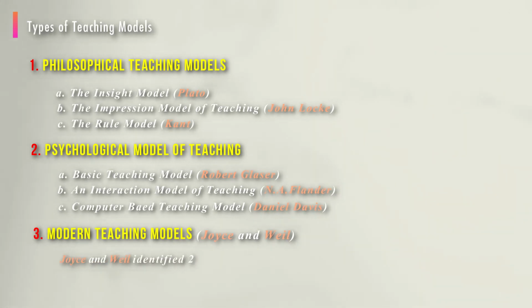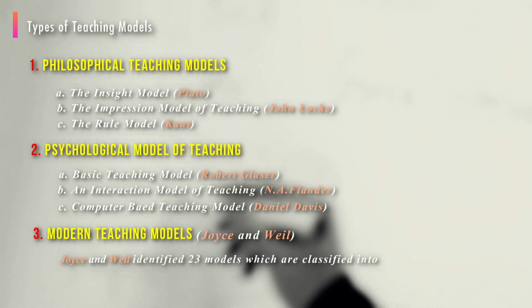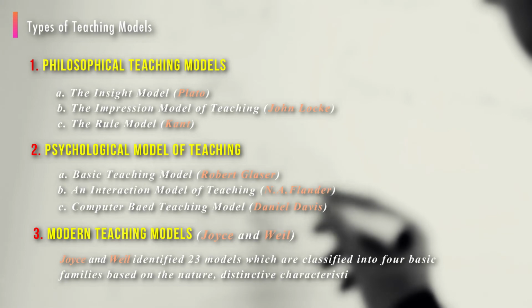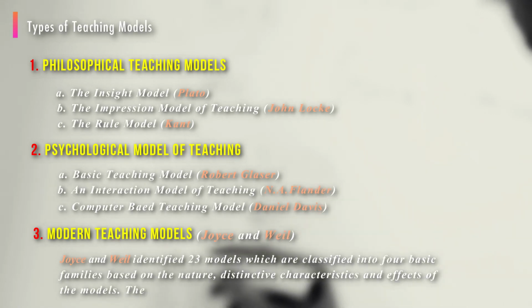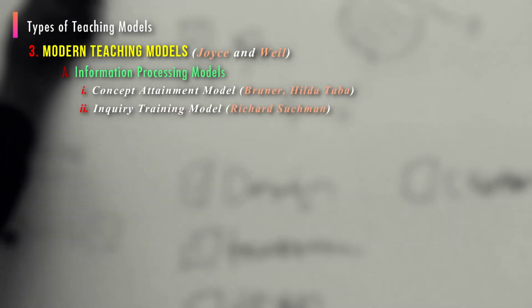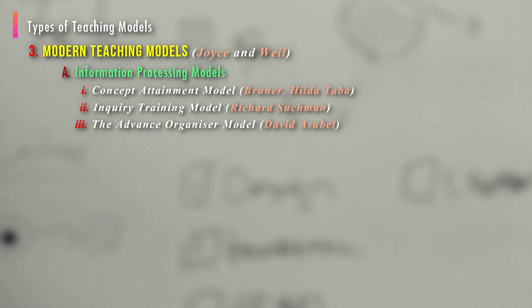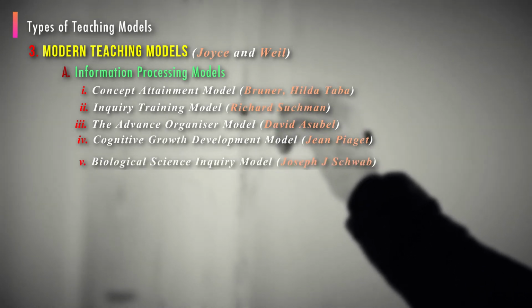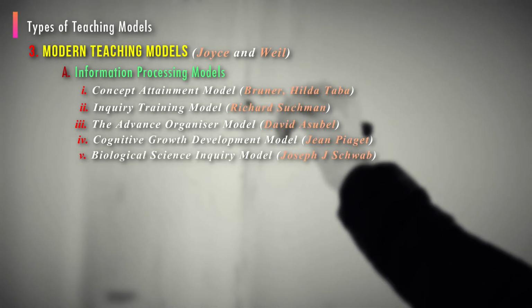Joyce and Weil identified 23 models, which they classified into 4 basic families based on the nature, distinctive characteristics, and effects of the models. These 4 families are: the first one is information processing models, under which come the concept attainment model, inquiry training model, advanced organizer model, cognitive growth development model, and biological science inquiry model.